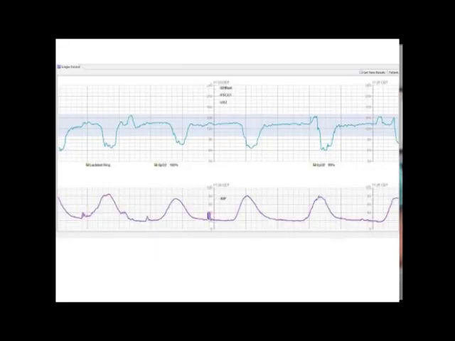So this example shows some decelerations. And so are these decelerations recurrent or intermittent based on what you see?